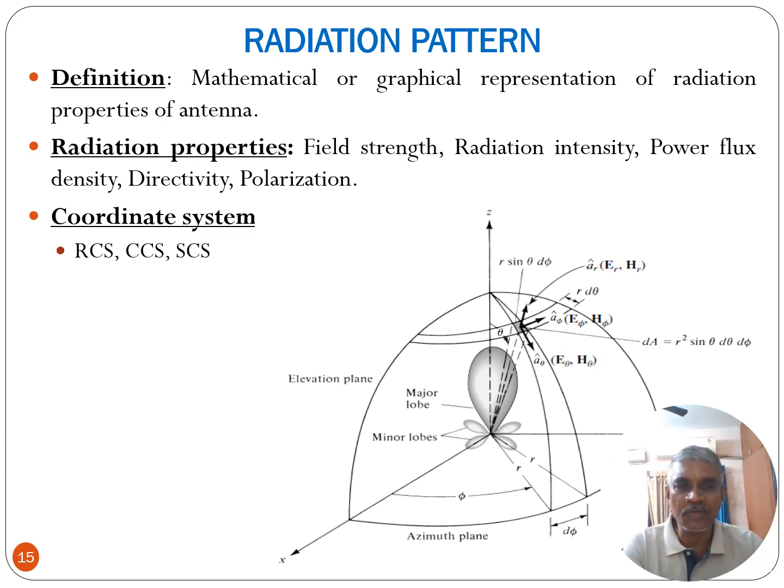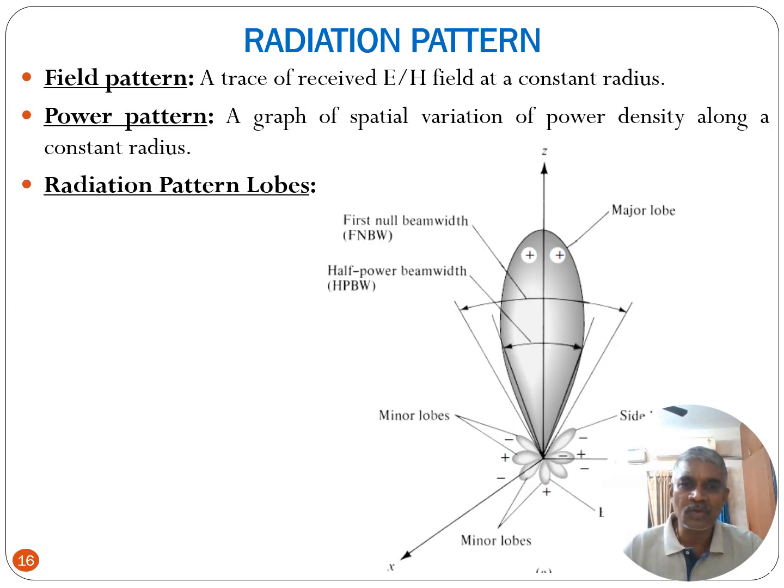From the application point of view, for any antenna, we take the distance along two kinds of angle. One is called theta and another one is phi. That's called the elevation angle and azimuth angle. So now we can take further detailed information about the radiation pattern. Practically, it's a trace of the received electric or magnetic field at a constant radius. The pictorial representation indicates a graph of how the spatial variation of power density occurs along the constant radius.